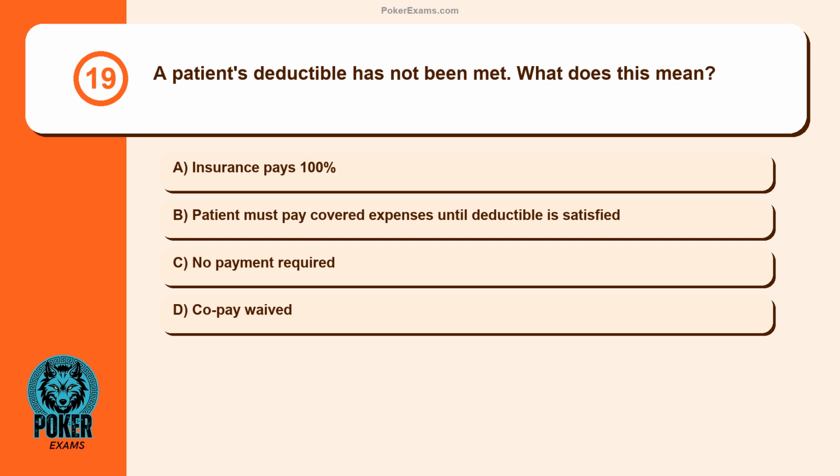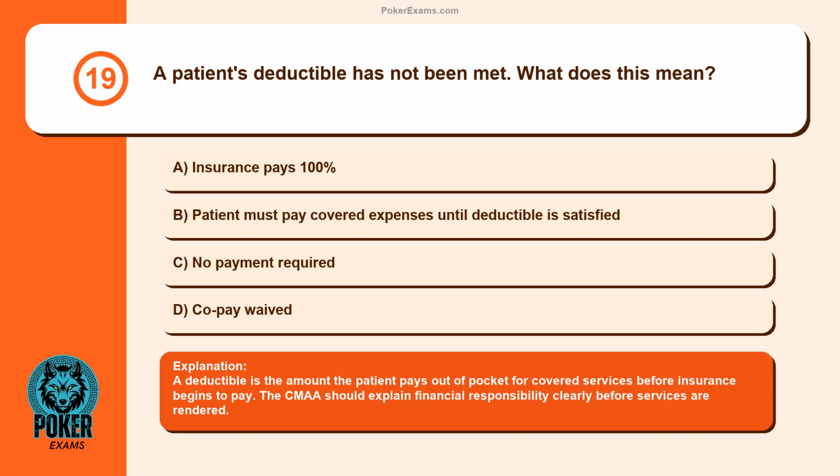Question 19. Patient's deductible has not been met. What does this mean? Insurance pays 100%. Patient must pay covered expenses until deductible is satisfied. No payment required. Copay waived. A deductible is the amount the patient pays out of pocket for covered services before insurance begins to pay. The CMAA should explain financial responsibility clearly before services are rendered.